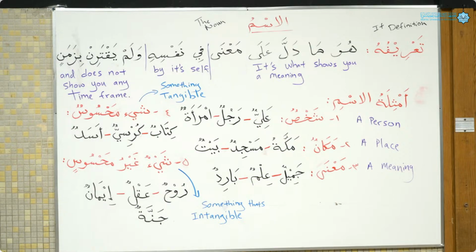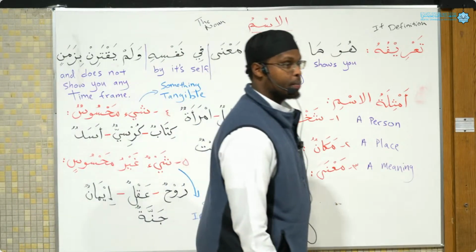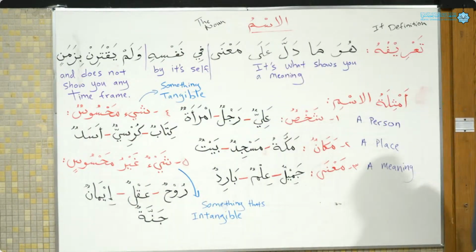Can everybody see the board? Tamam. Okay. So these are examples of what would be considered a noun in the Arabic language. In English, when we hear a noun, what's the definition of a noun? A person, or a place, or a thing, or an idea.